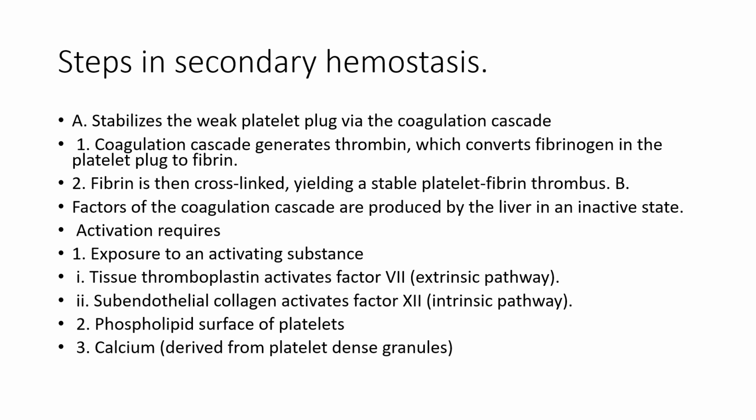Now, secondary hemostasis steps. Secondary hemostasis is required to make the platelet plug strong. And how does this occur? This occurs by the coagulation cascade. At last there is a formation of fibrin from fibrinogen. This fibrin then cross-links to the platelet and forms a stable platelet-fibrin thrombus.